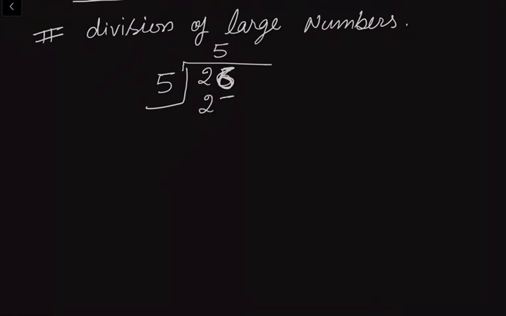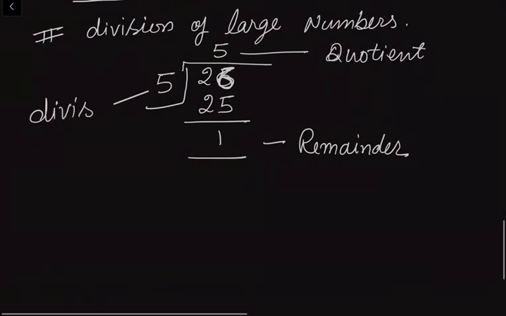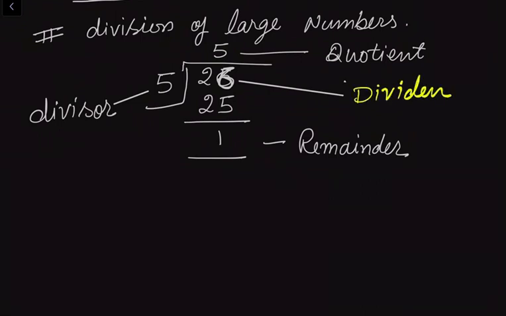5 5 ja 25 and 1 here. This is remainder. This is quotient. This is divisor and this is dividend.